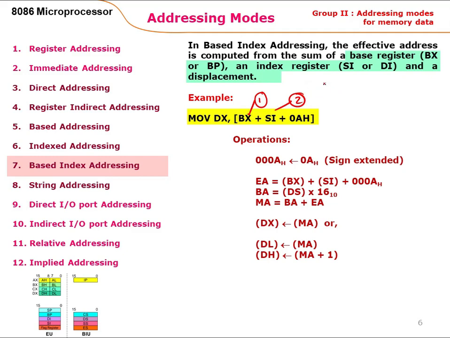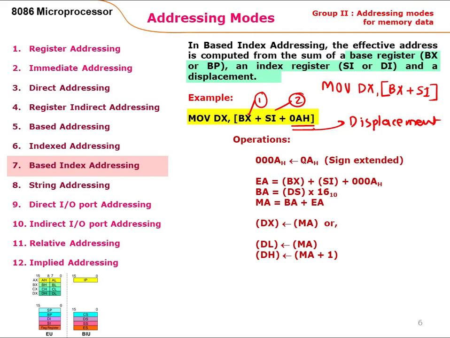Now the basic form of this instruction will be like this: MOV DX, [BX + SI + 0AH], where 0AH is a displacement. Either we can use this signed displacement or not. Here the effective address is calculated with the help of BX, SI and 0AH like this.